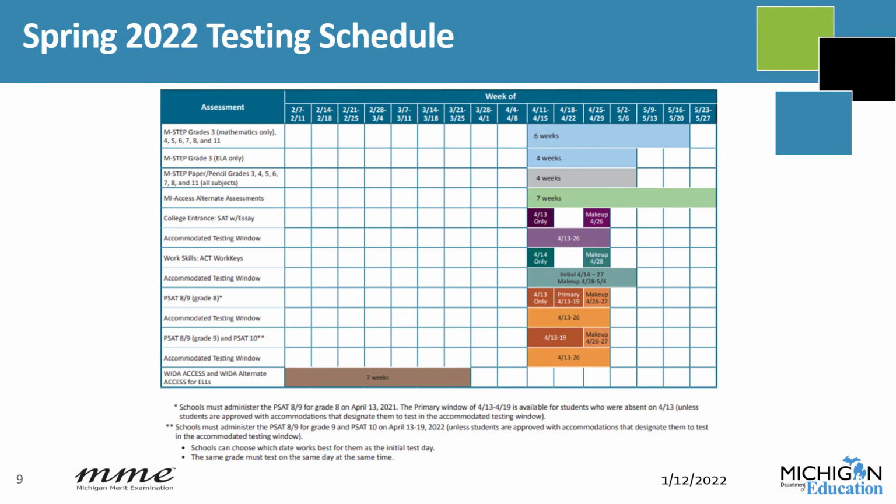Included here is the schedule for all three components of the MME. The SAT with Essay will be on April 13th, 2022, which is a Wednesday. The ACT WorkKeys will be administered on April 14th, which is a Thursday. The online MSTEP window for Science and Social Studies is April 11th through May 20th. The MME Paper Pencil Test Administration window is April 11th through May 6th. This summative testing schedule for Spring 2022 is located on the MME webpage, www.michigan.gov/MME, under General Information.